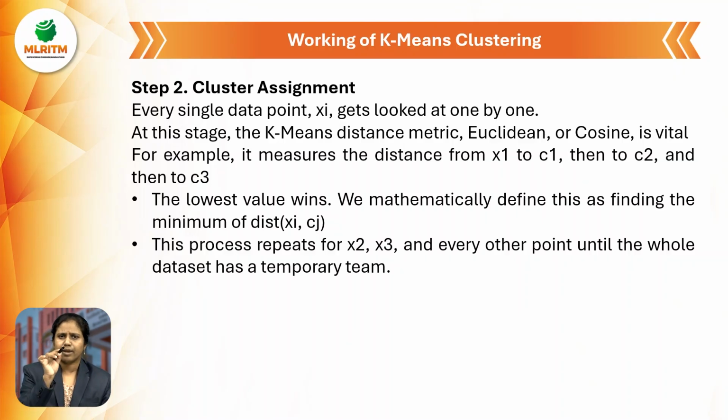So the distance metric which we are using is Euclidean distance. That is the formula: square root of (x2 minus x1) whole square plus (y2 minus y1) whole square. This is the Euclidean distance formula we are using to calculate the distance from a data point to a particular centroid. For all the data points we need to calculate the distance to the cluster 1 centroid and to the cluster 2 centroid.